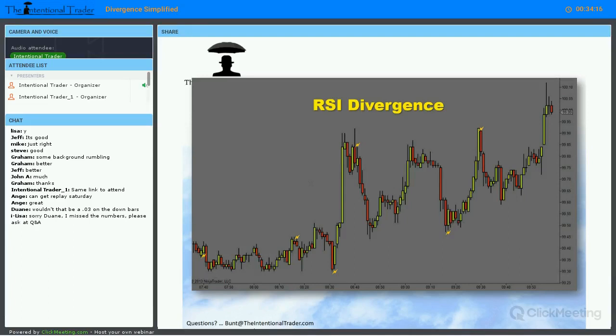Now these signals show up. I'll show you a video here in a minute. These signals, these little lightning bolts, show up on the open of this bar. Okay? So immediately on the open of this bar, we're going to know if we have divergence or not.